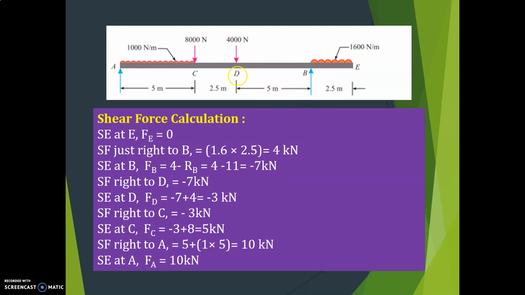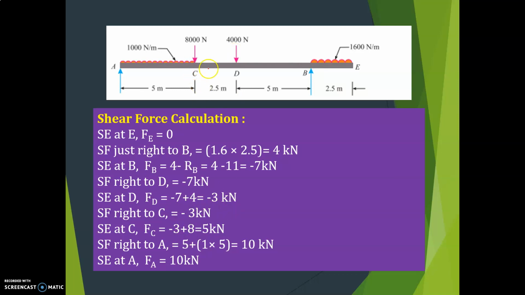Next, what you have to calculate, just right of D. What is that? Same thing, there is no loading, nothing. So it is minus 7 only, shear force right of D. Then shear force at D, what is that? Till here at D it is minus 7. Then again right side downward, that is plus. So plus 4, that is equal to minus 3.